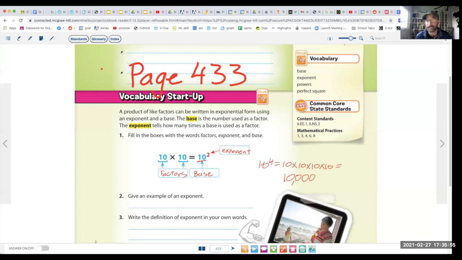It is not 10 times 4 equals 40. No, no, no. It is how many times? It's times itself. 10 times 10 times 10 times 10. Got it? Great.